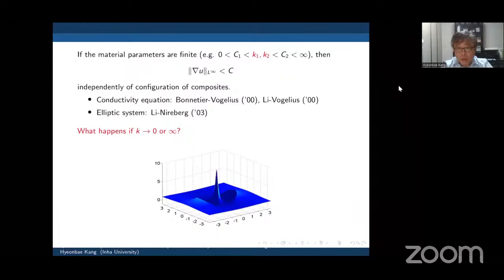This is the high contrast case. As this figure shows, this is a numerical computation of the gradient for the high contrast case, and the gradient becomes arbitrarily large.